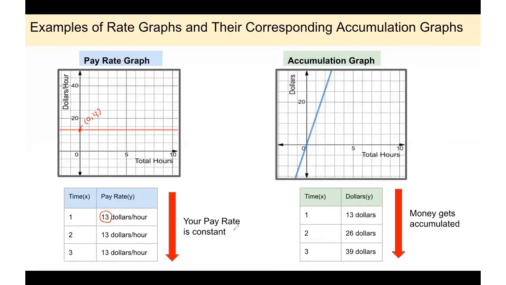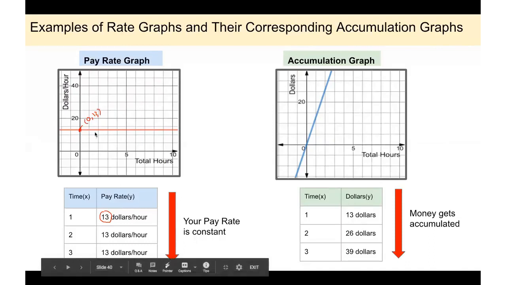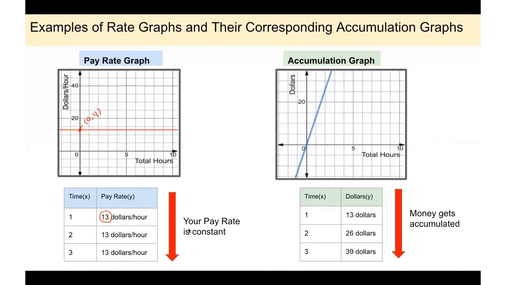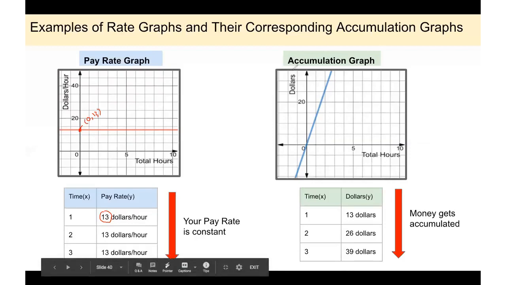So here's another example. Again, as you can see, the rate graph with the accumulation graph. Your pay rate is constant, usually, unless you get a pay raise, right? Usually your pay rate is going to be constant per hour. So that's why when you go down the y in the table, it doesn't change. You're still going to get $13 an hour. But the accumulation, how many dollars you get, should go up. So again, it's super essential to pay attention to what the units are.